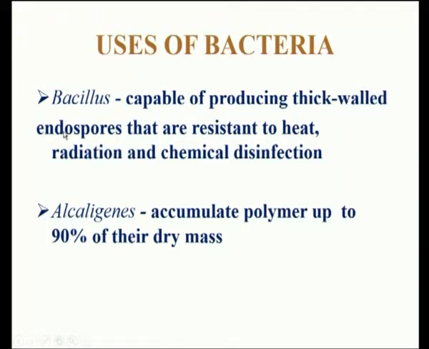Uses of bacteria again, Bacillus. Bacillus is a class of bacteria capable of producing thick-walled endospores that are resistant to heat, radiation and chemical disinfection. So these spores may be very resistant to heat and radiation, which is a very important use of bacteria. Alcaligenes is another class of bacteria which accumulates polymer up to 90% of their dry mass. In the case of dry polymer, accumulation may be done in Alcaligenes.